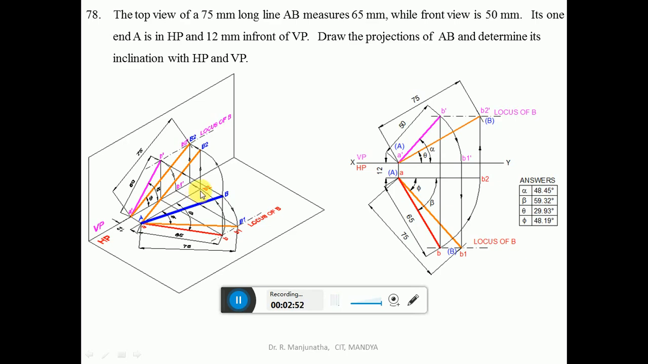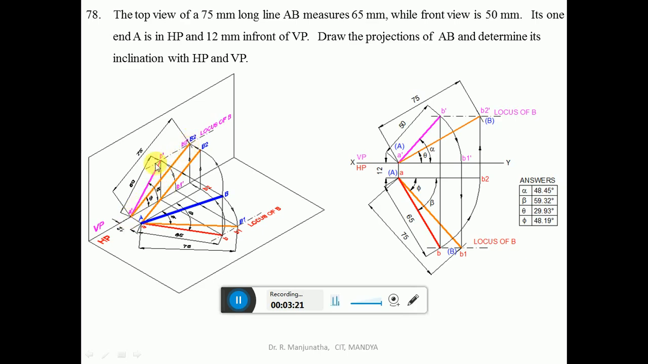So draw a vertical projector from here to the XY line, and then draw a horizontal projector from the top view. In the front view, with A dash as center, take the radius of 75 and cut an arc so that it cuts the projector at B2 dash. Then join A dash B2 dash a little bit thicker than the projector line. So this will be the true length in the vertical plane.